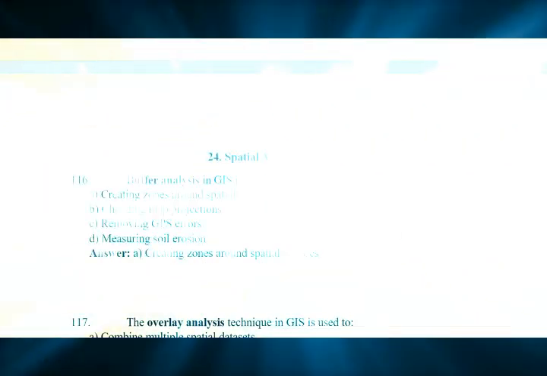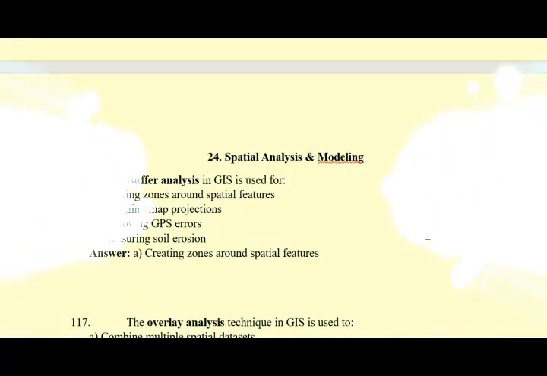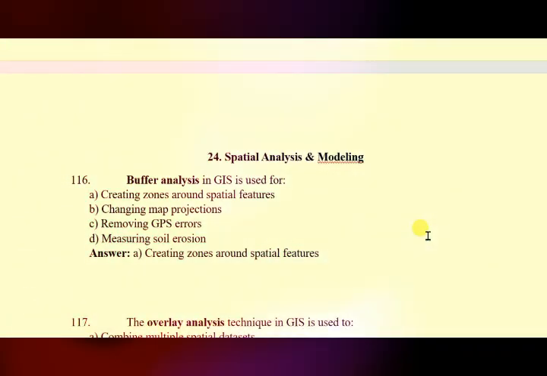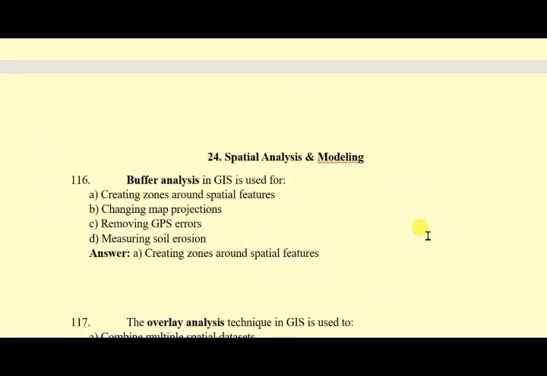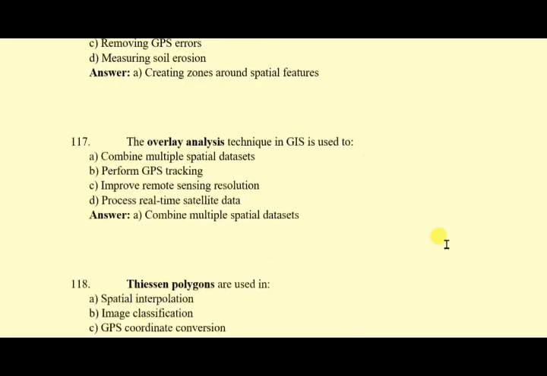Category 24. Spatial analysis and modeling. 116. Buffer analysis in GIS is used for creating zones around spatial features, changing map projections, removing GPS errors, measuring soil erosion. Here the right answer is creating zones around spatial features.